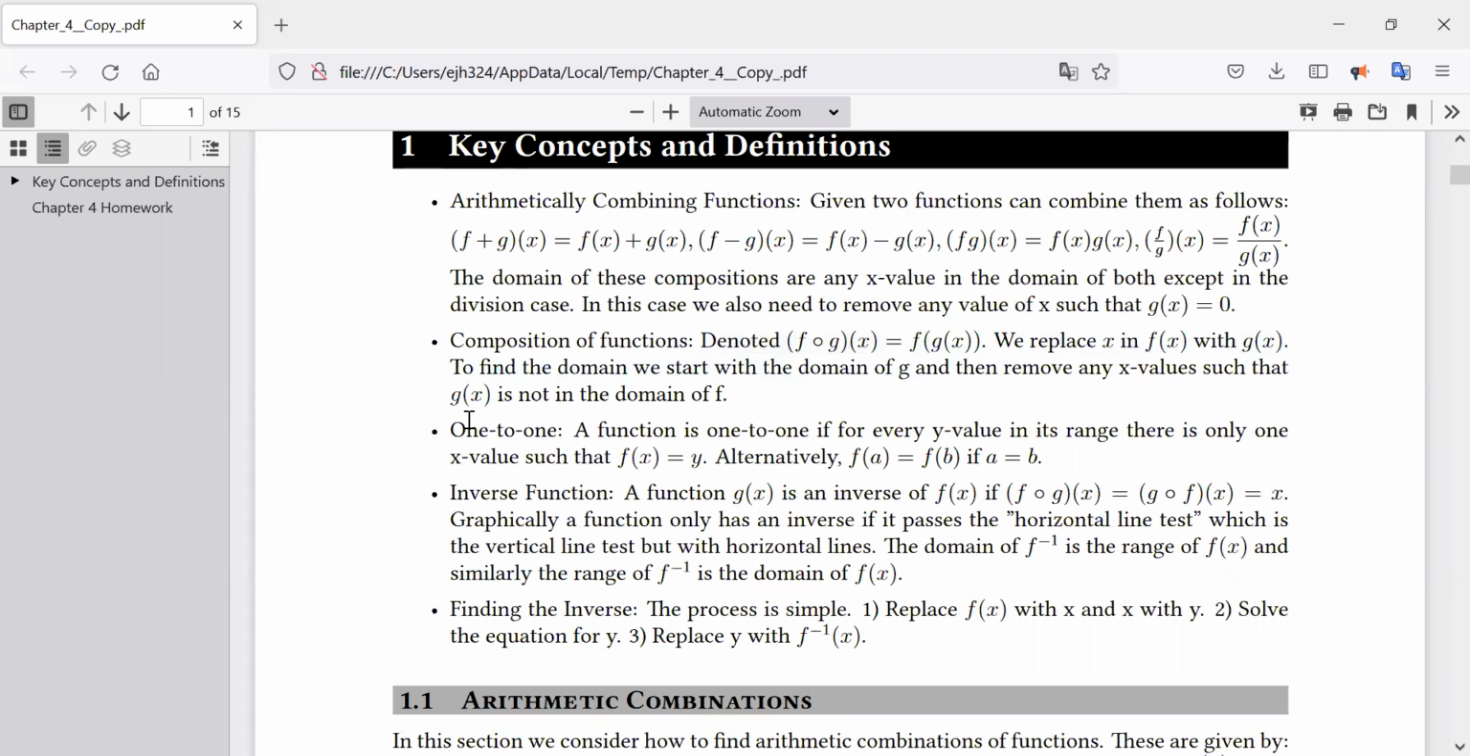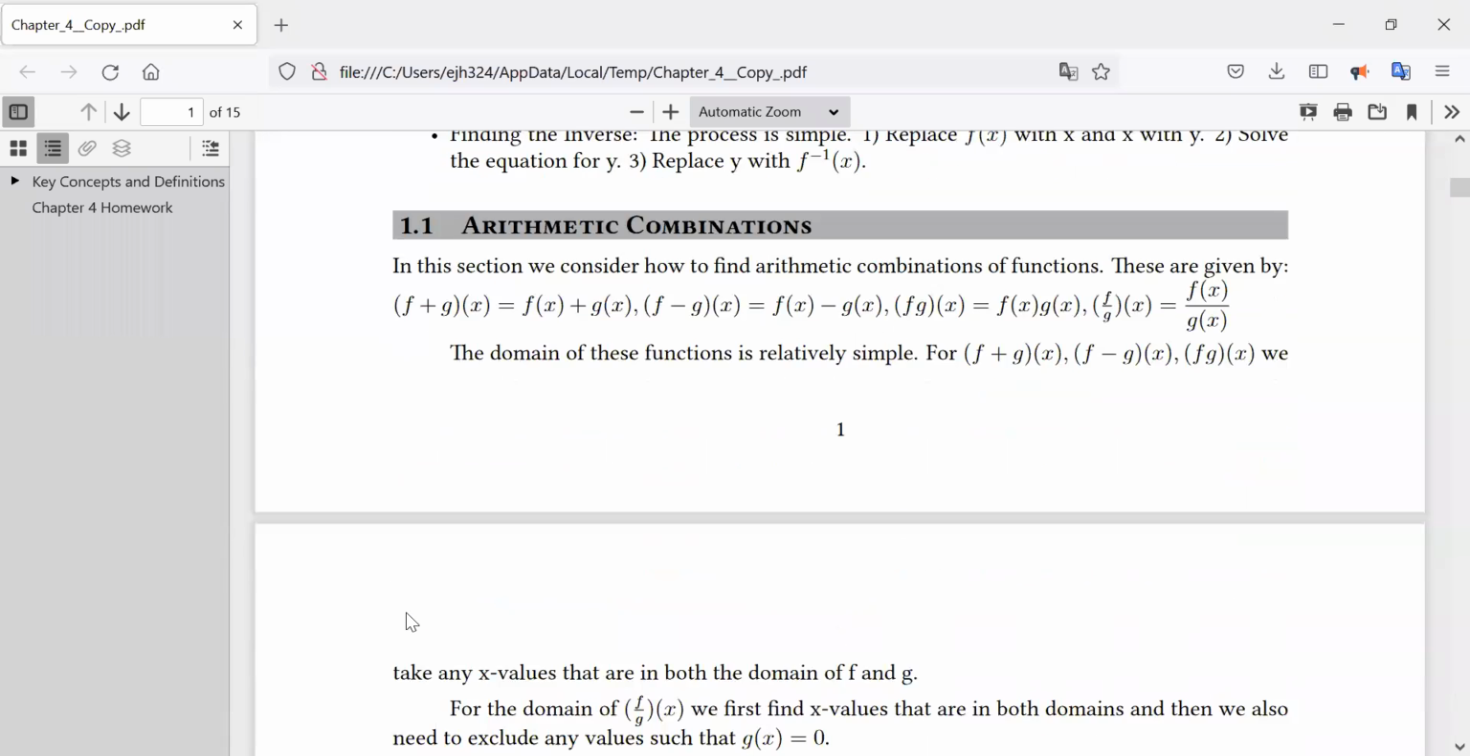There's also some other related things. So we can talk about if a function's one-to-one, which basically means that every x value will correspond to a unique y value. And if you have that, then you can find an inverse function. So basically that just allows you to reverse it. So yeah, we'll see a bit more of that in a minute.